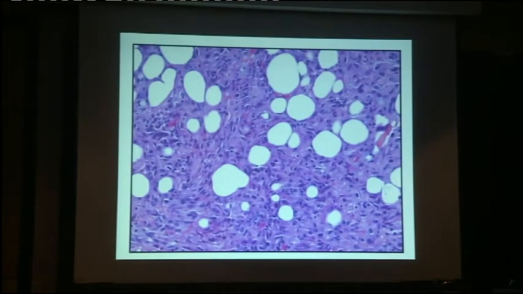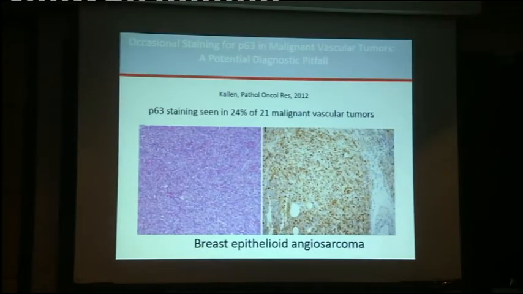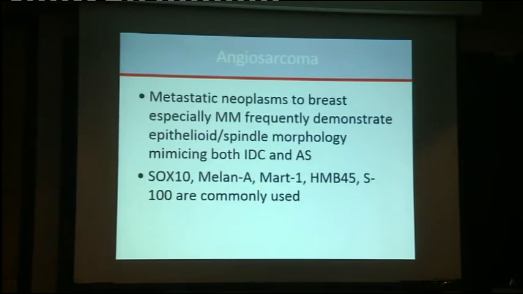And here's an example of metaplastic carcinoma. But I personally have not seen an angiosarcoma with P63 staining, but it has been reported in the literature. So again, P63 alone does not make the diagnosis of metaplastic carcinoma. Breast epithelioid angiosarcomas also can be P63 positive.